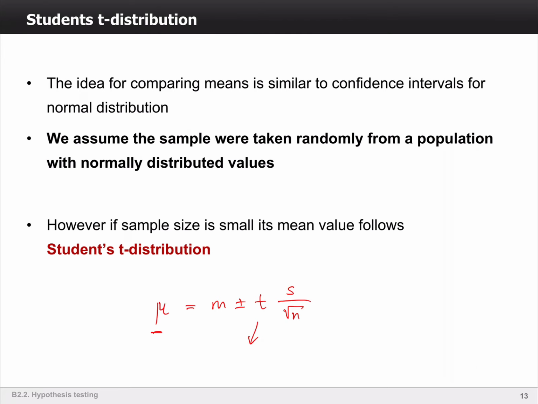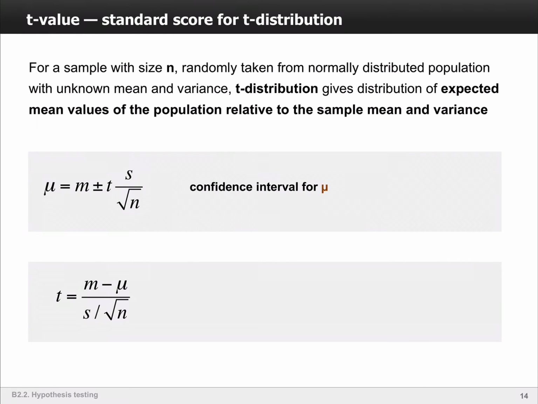We know it, okay. So we know mu, we know m, we know s, and we know n. But now we don't know t. What will be t in this case? Let me show you a couple of formulas. So this is how we calculate confidence interval for the mu. But if we know mu, we can calculate t, which will tell us the following.